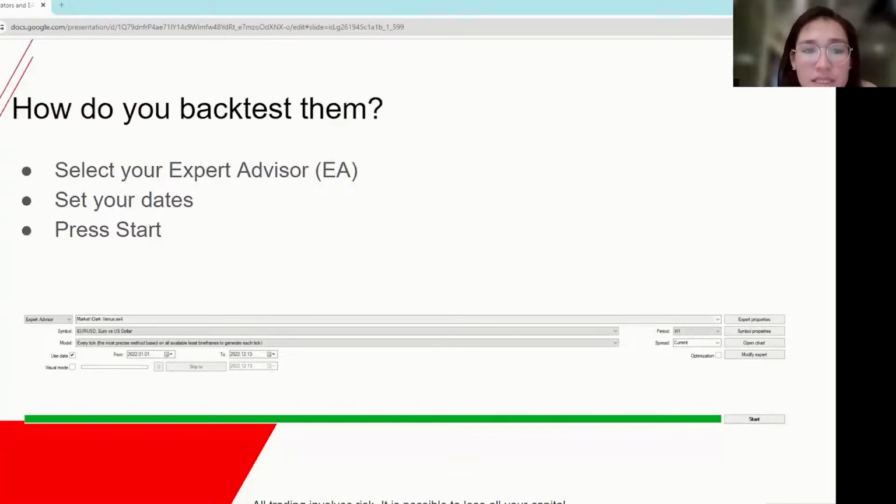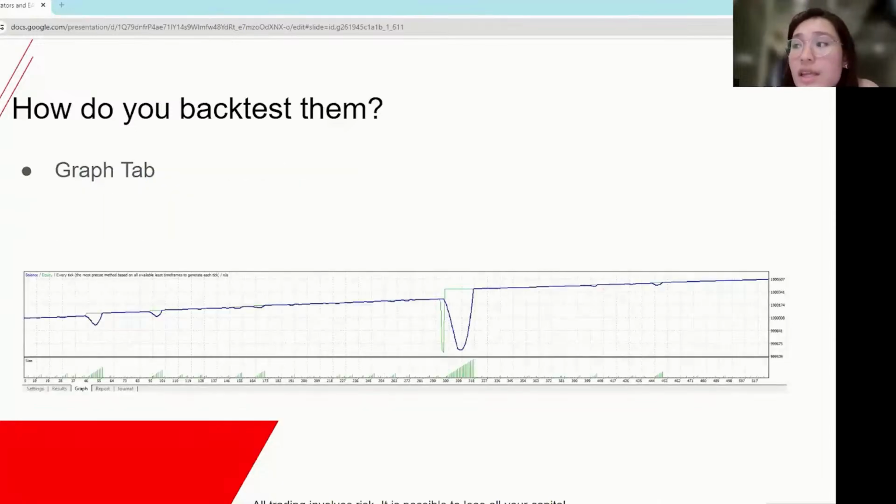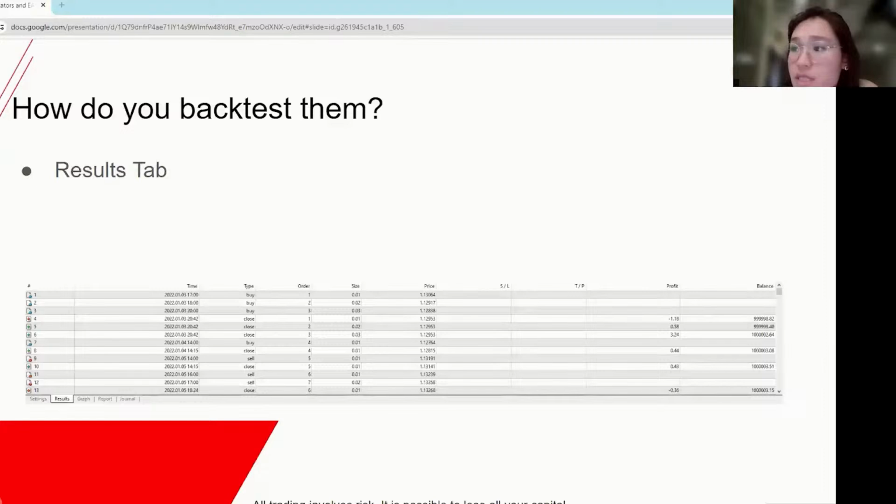Yeah, so basically these are the steps. Select your EA, set your dates, and press Start. Okay, and then this is the graph tab, what it basically shows you. And if you want to look at your results, that's just basically the results tab. So it'll tell you the number of orders that you've put in, the lot sizes, and the profits or losses that you've made.